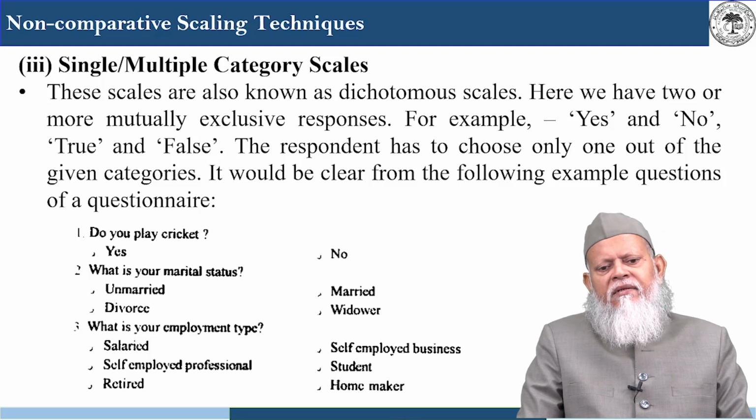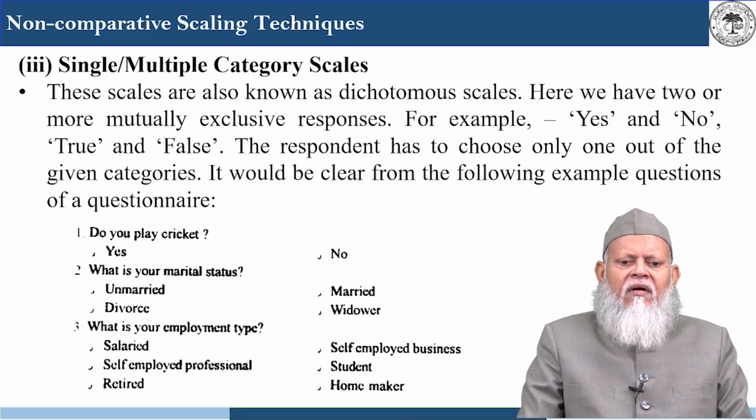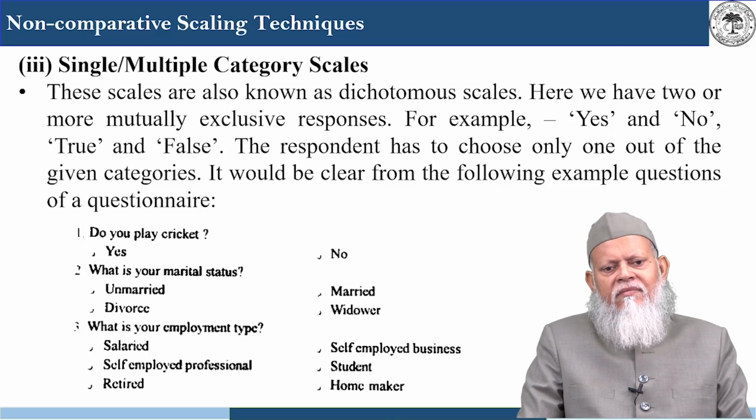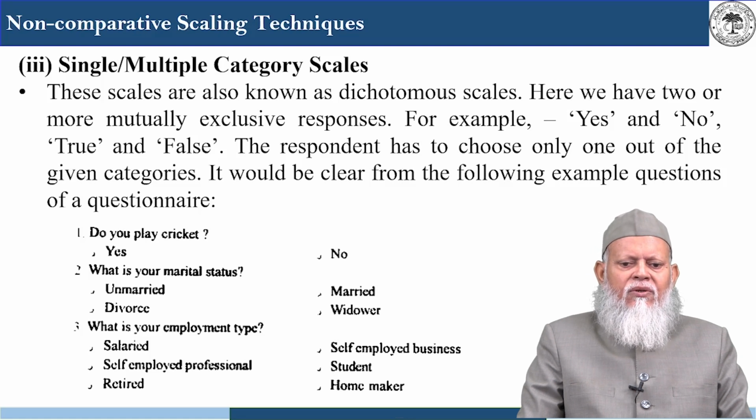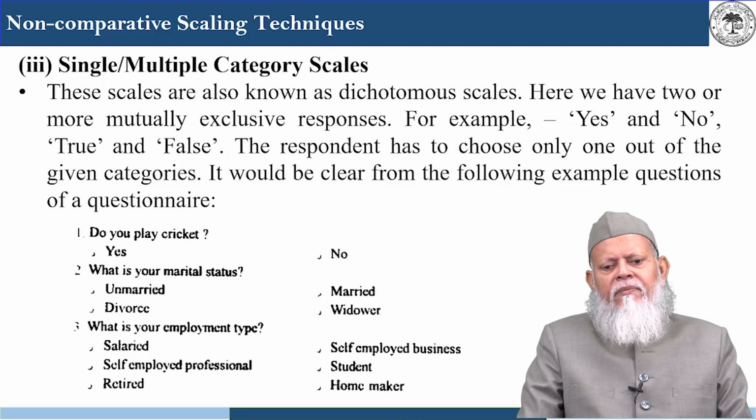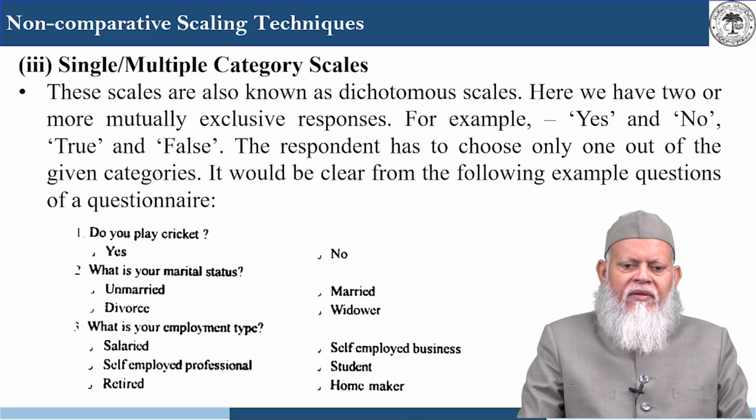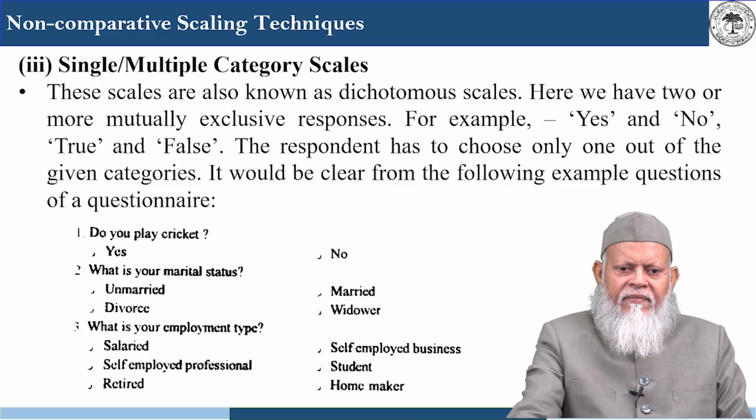Do you play cricket? Yes, no. What is your marital status? Unmarried, divorcee, married, widower? It could be either of them. What is your employment type? Salaried, self-employed, professional, retired, self-employed business, student, homemaker? It's very clear. One can respond to any of these.